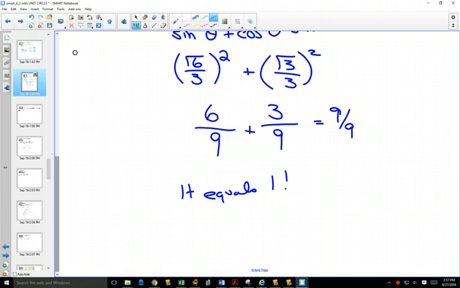You could either show that sine squared plus cos squared equals 1, so then those points are sine and cos, or you could show from your triangle that for that angle, those are the right values for sine and cos.